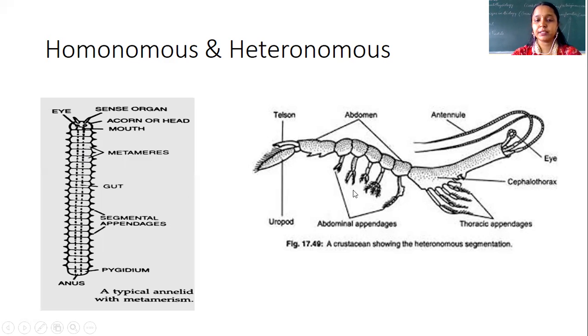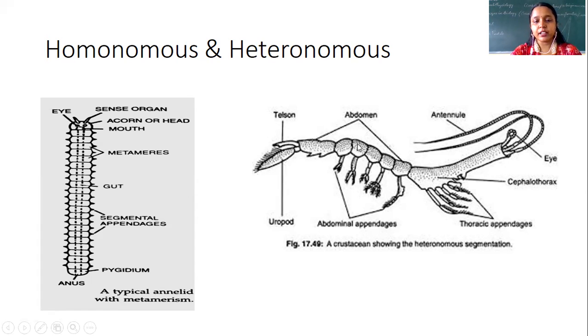Whereas in case of heteronomous metamerism, the best example can be the arthropods. Almost all the arthropods have heteronomous metamerism. As the name indicates, hetero means different. So whatever metameric segments are there, they are of different size, and they will be performing different functions. All those metameric segments function independently. But all those metameric segments function for the benefit of the organism.